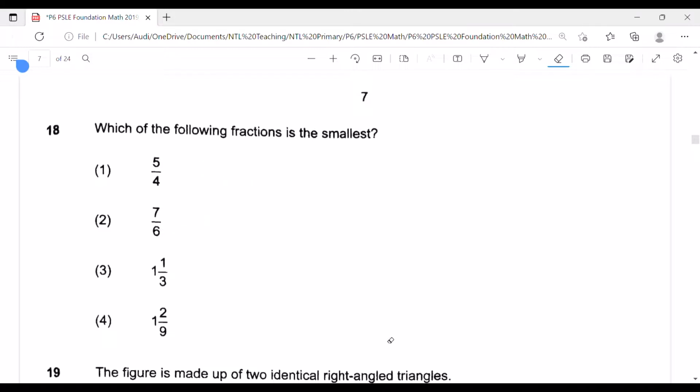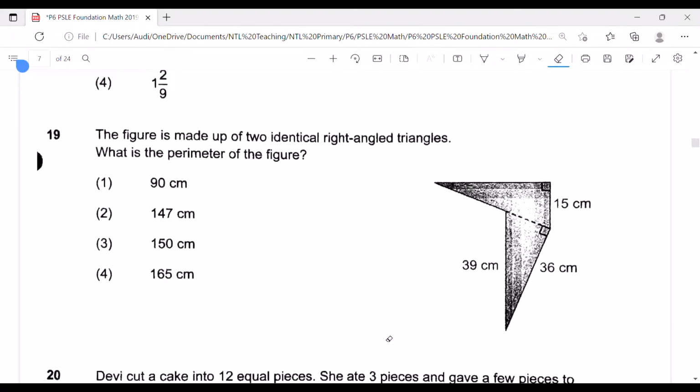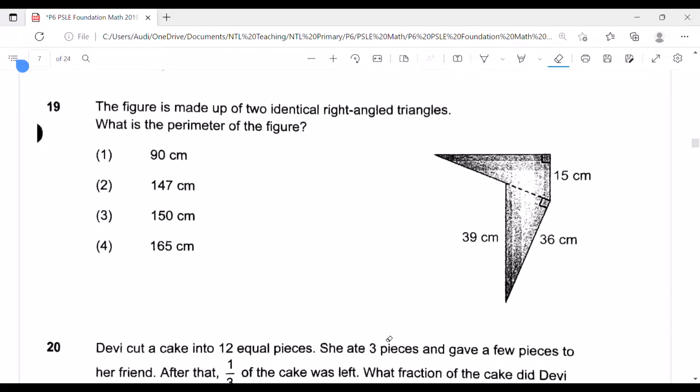Okay, now we're doing question number 19. The figure is made up of two identical right-angled triangles. Where are the right-angled triangles? Right-angled triangles means you have a triangle and one of it is a right angle. Right angle means it's 90 degrees. So you got two right-angled triangles and they're supposed to be identical, which means exactly the same.